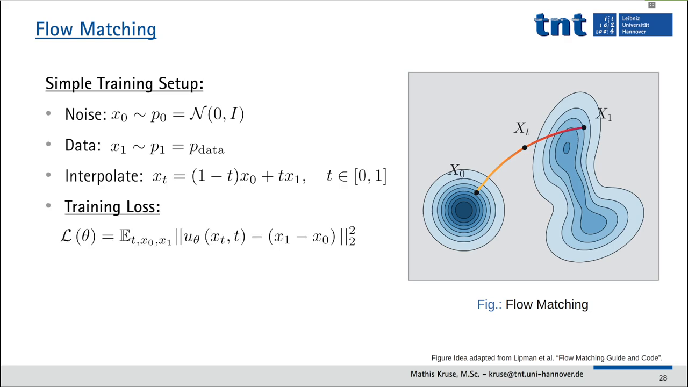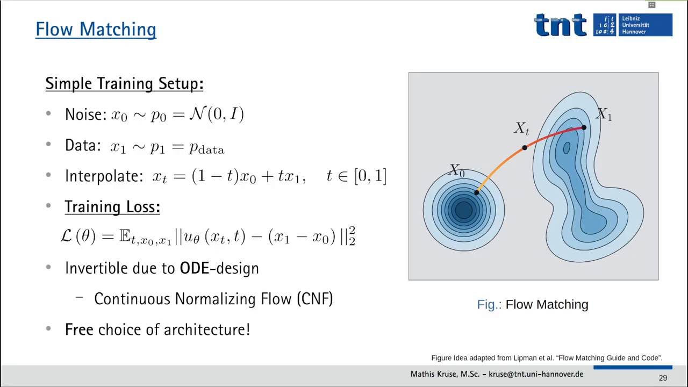And now, at every step along this interpolation line, we just learn to push our samples from x0 to x1 at each time step. U, in this case, is our learnable network. Very simple training loss. It is an ODE formulation which makes it invertible by design, as it's a type of continuous normalizing flow. And also, we get a free choice of architecture, any MLP, UNet, or whatever we want.